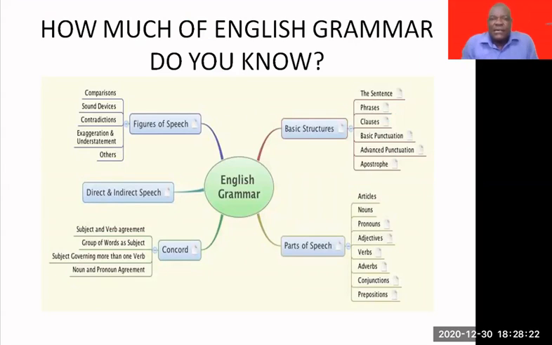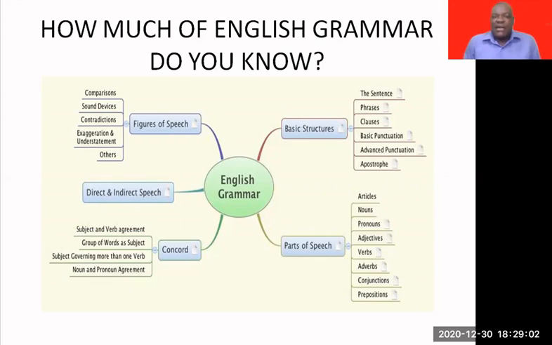How much of English grammar do you know? Well, let's face the facts. This particular section gives us the big picture of English grammar, because here we have different aspects of English grammar. When we are talking about English grammar, it is not just one thing. It is an all-encompassing subject. It's a topic that is all-encompassing. Various aspects of the language come into play.